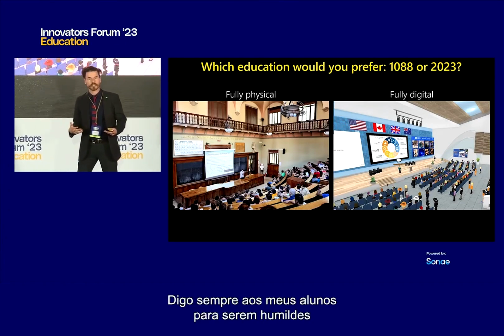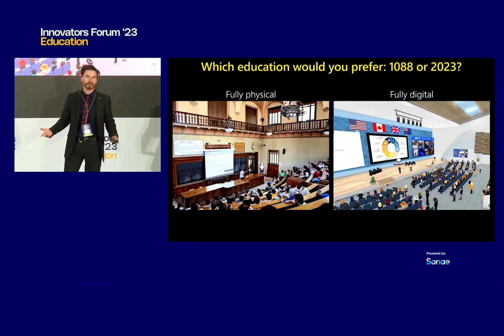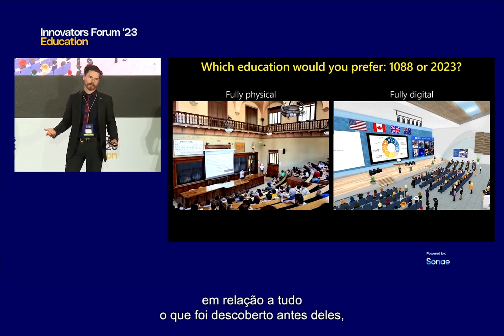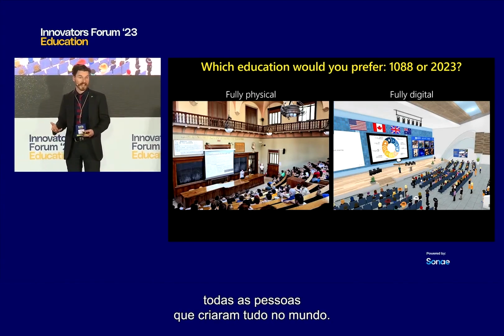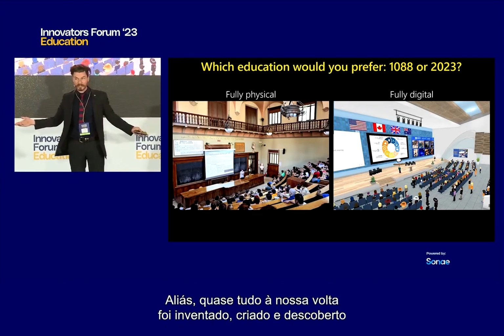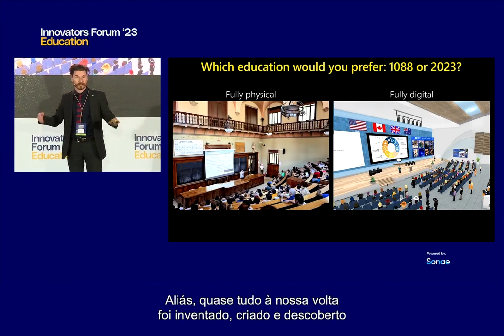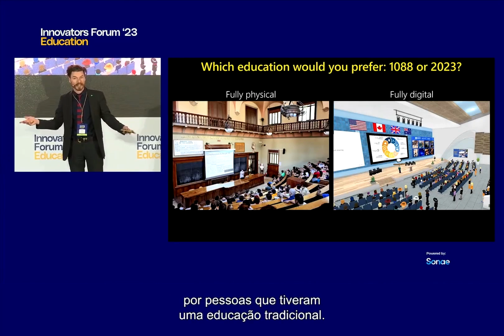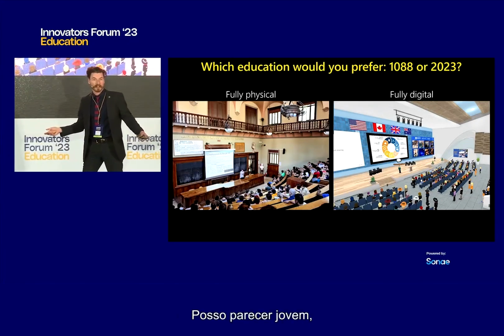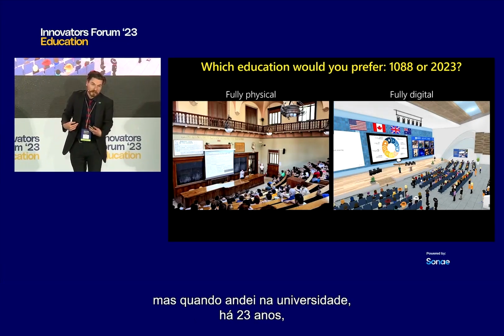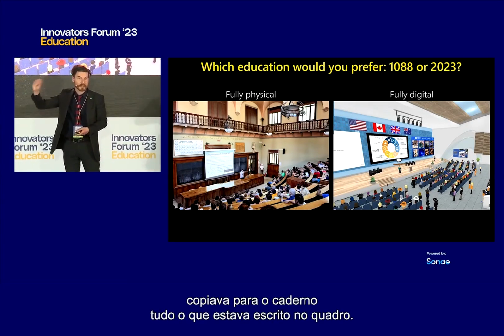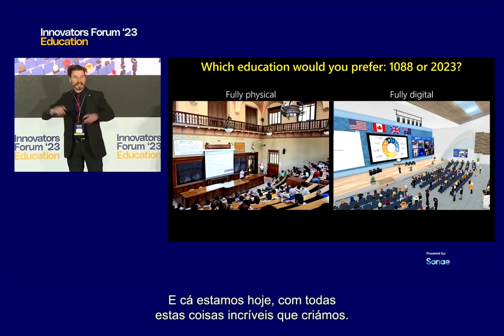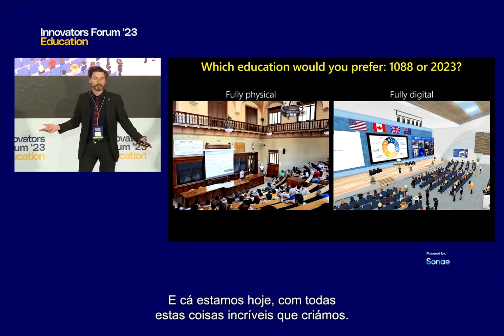I always tell my students in engineering to be really humble about all of the things that were discovered before them, all of the people that created everything in the world today. And in fact, virtually everything we see around us was invented and created and discovered by people who had a traditional education. I may not look that old, but when I went to university 23 years ago, I copied in a notebook from a professor with a blackboard and chalk. And yet here we are today with all of these incredible things we've done.